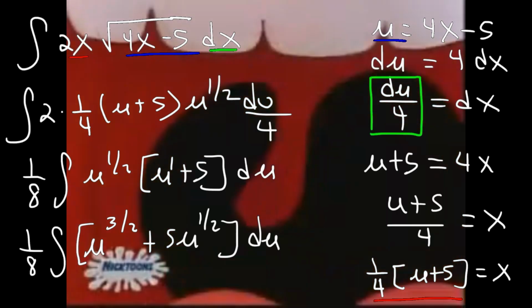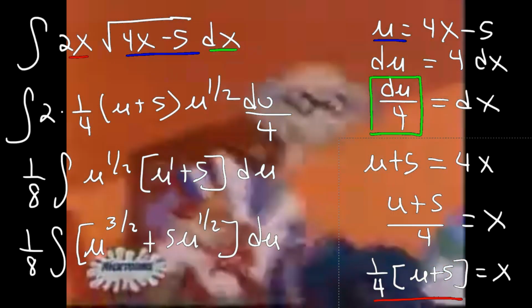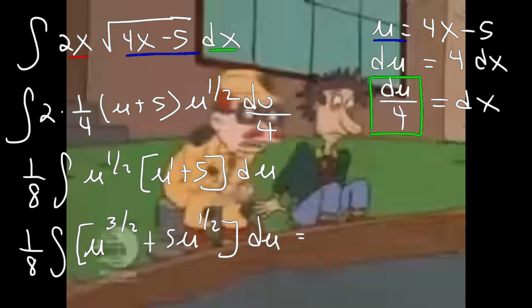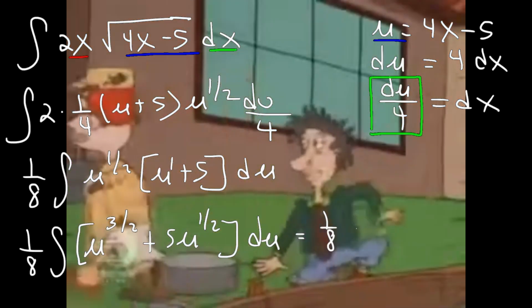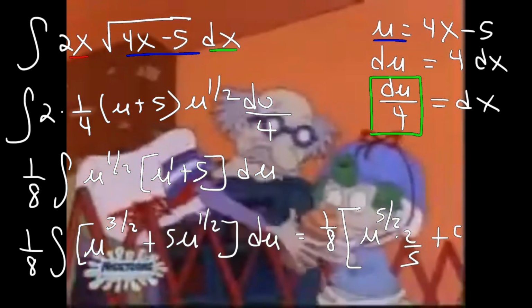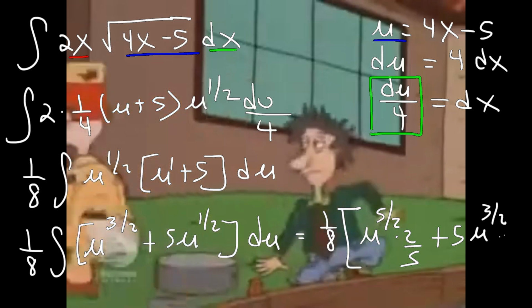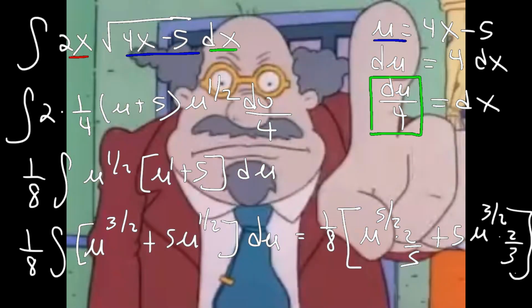So now we need to integrate the expression that we now have. So this is going to be 1 over 8 times u, 3 over 2 plus 1, that's 5 over 2, and then times 2 over 5. And then 1/2 plus 1 is 3 over 2, times 2 over 3, and then plus c.